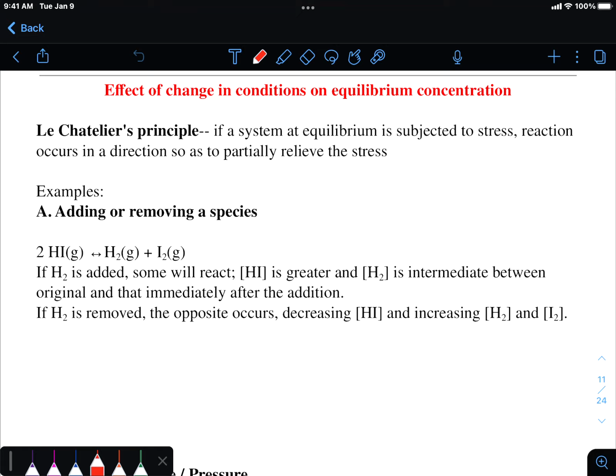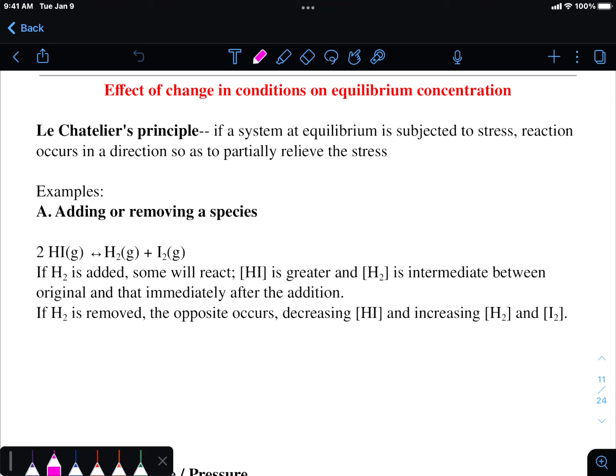Okay, so today we're talking about Le Chatelier's Principle. Let's start with the definition. Le Chatelier's Principle states that if an equilibrium system, meaning the reaction has gotten to equilibrium, is subjected to some kind of stress, the reaction occurs in a direction as to relieve the stress, meaning it's going to try to undo any changes that were made upon it.